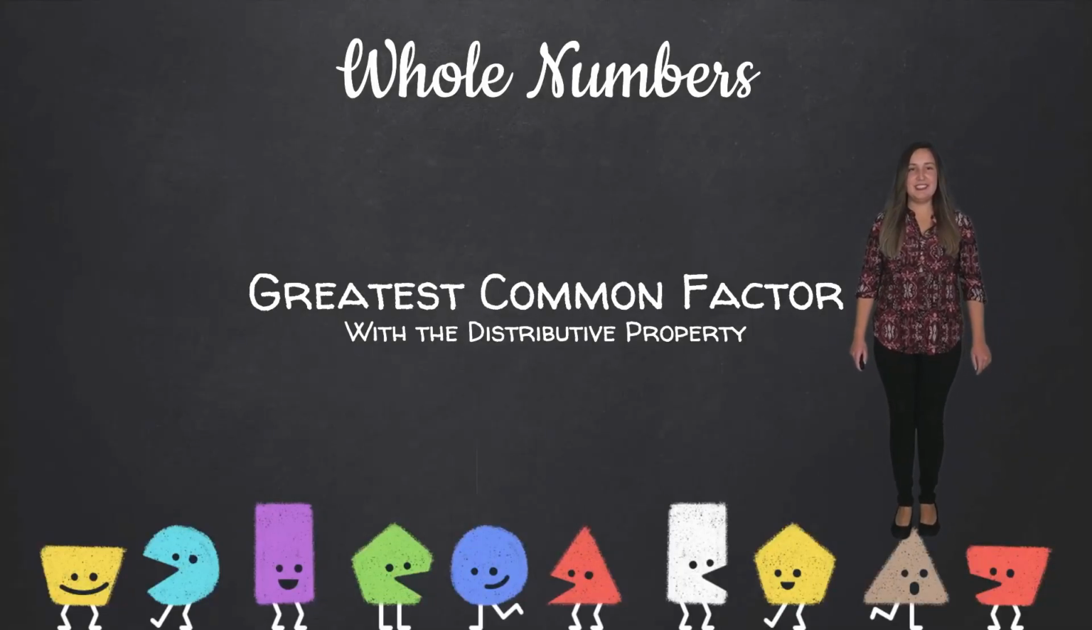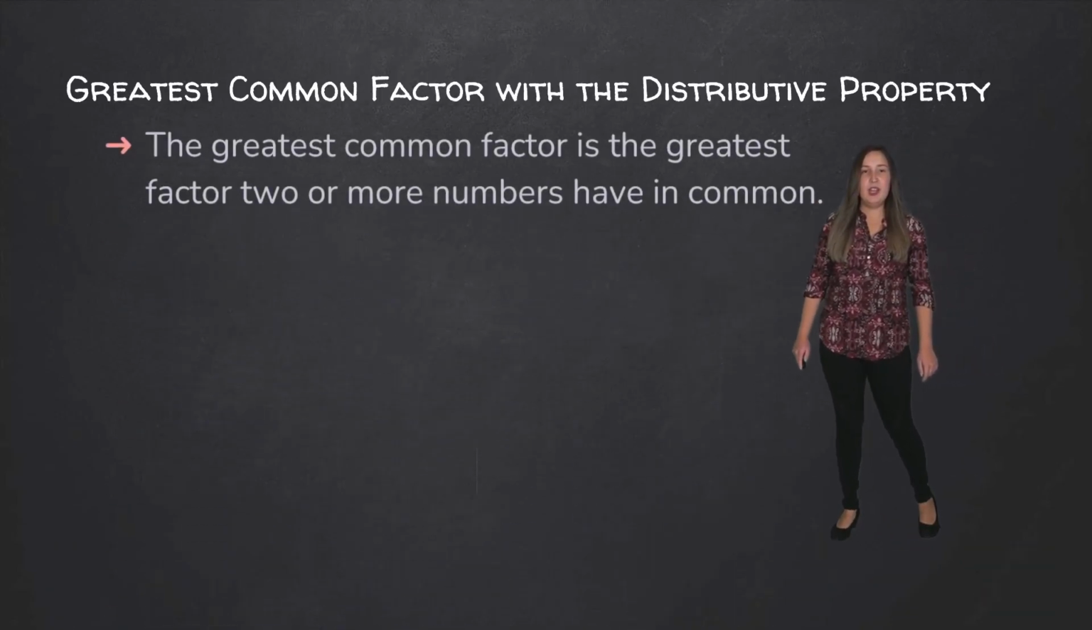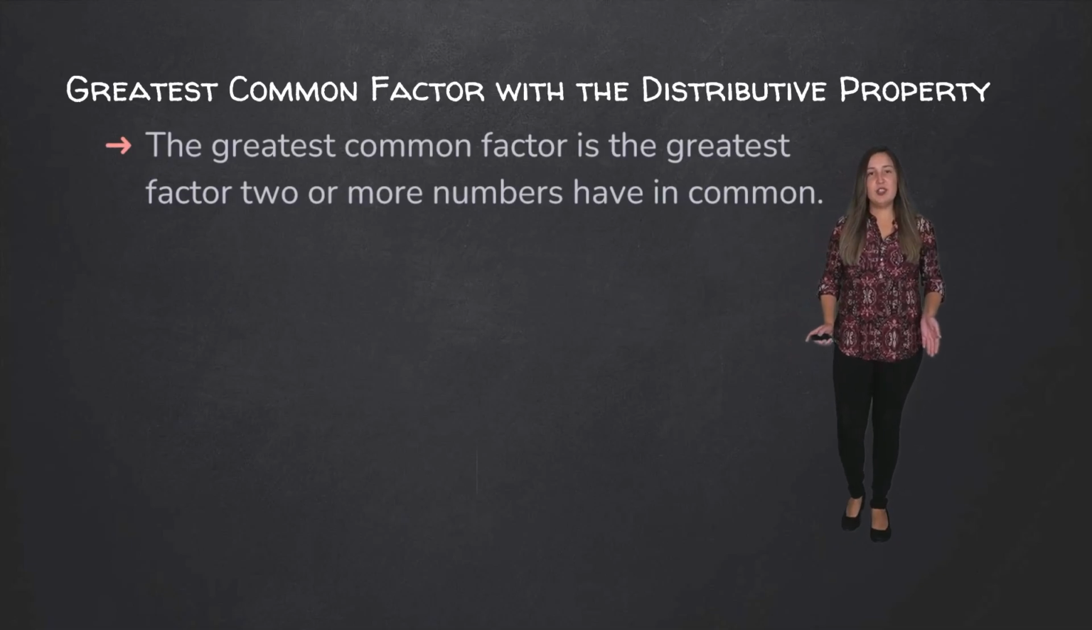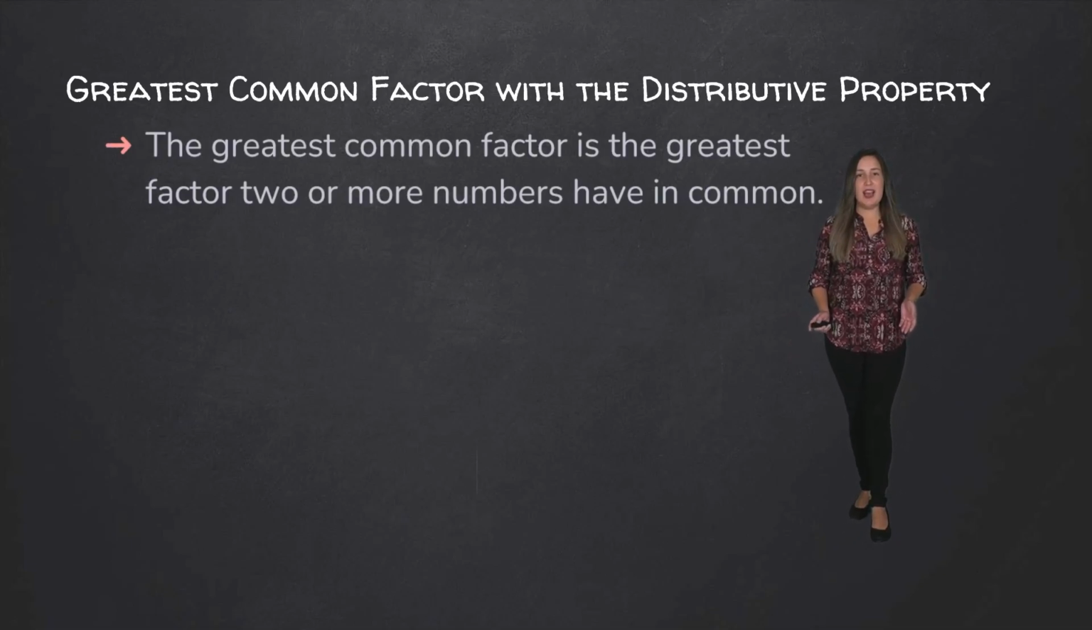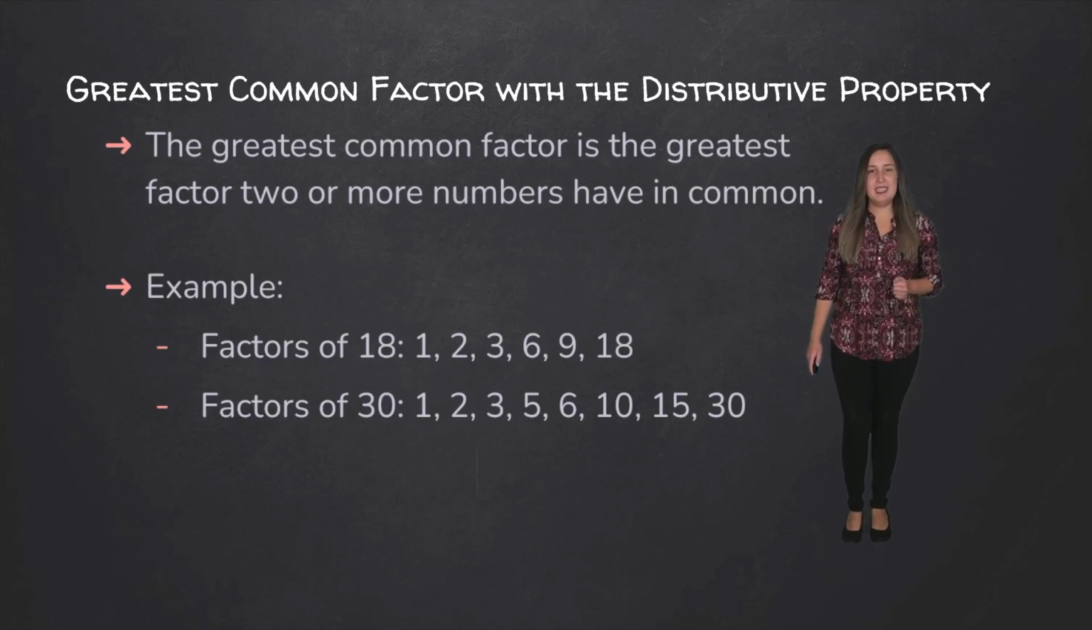Hello, mathematicians. Today we're going to be learning about the greatest common factor with the distributive property. We know that the greatest common factor is the greatest factor two or more numbers have in common. So here we have an example where we have 18 and 30.